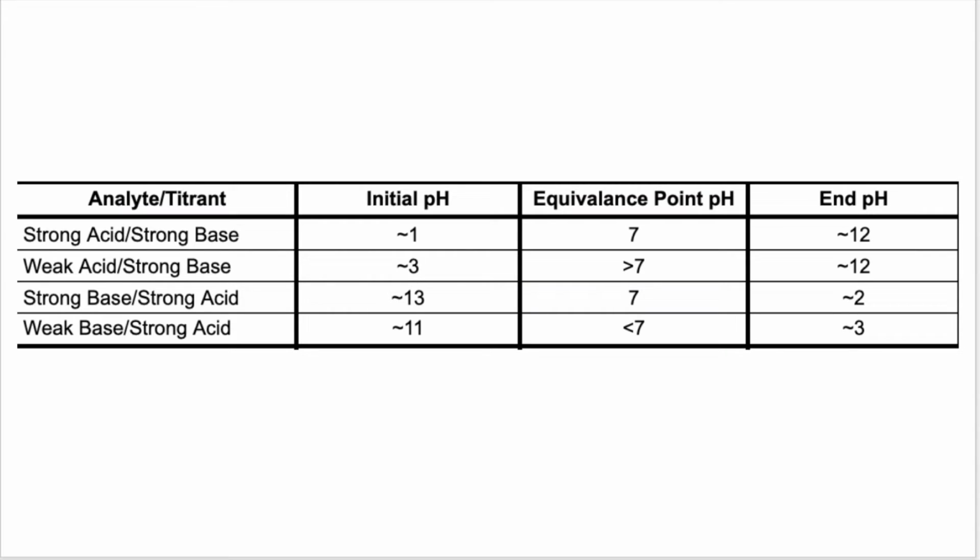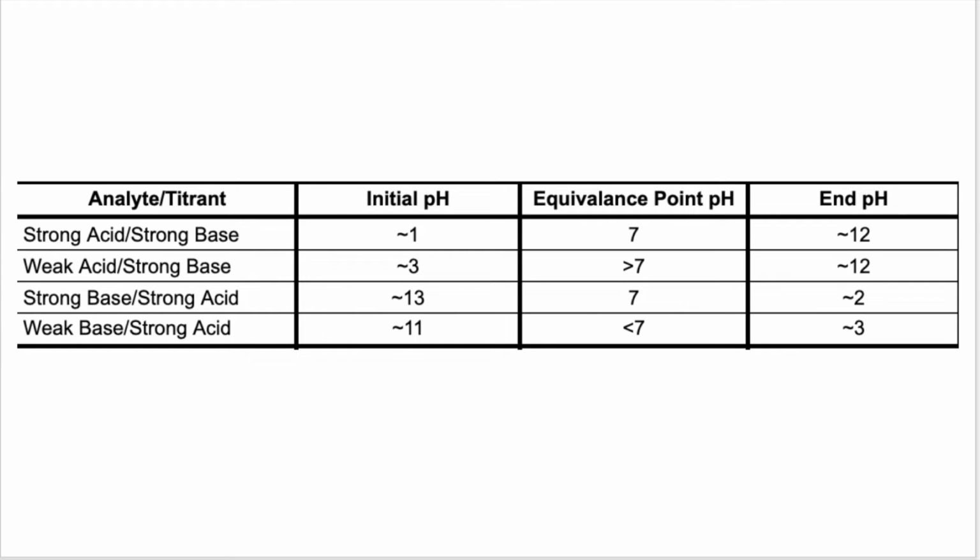Your chemicals of choice depend on your titration curve's starting pH, equivalence point pH, and ending pH. A strong acid, strong base combination will have a very low starting pH and very high ending pH, with an equivalence point pH around 7. A weak acid, strong base combination will have a higher initial pH, a high ending pH, and an equivalence point greater than 7. A strong base, strong acid combination will have the opposite starting and ending pHs of a strong acid, strong base combination, starting very high and ending very low, with an equivalence point pH around 7.